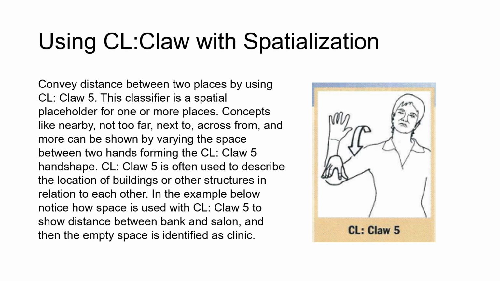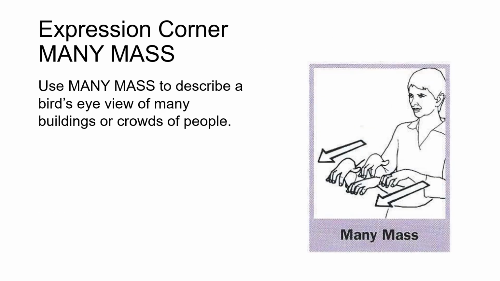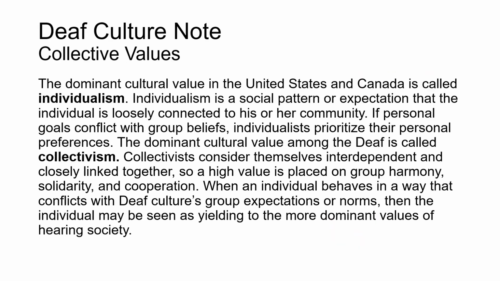In the example below, notice how space is used with the classifier CL claw 5 to show distance between bank and salon, and then the empty space is identified as clinic. Expression corner, mini-mass. Use mini-mass to describe a bird's eye view of many buildings or crowds of people.